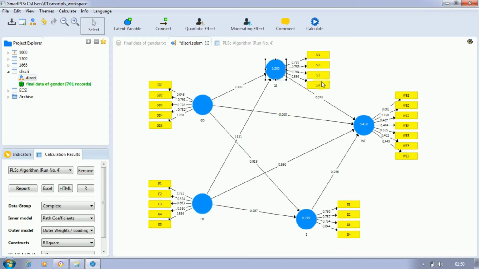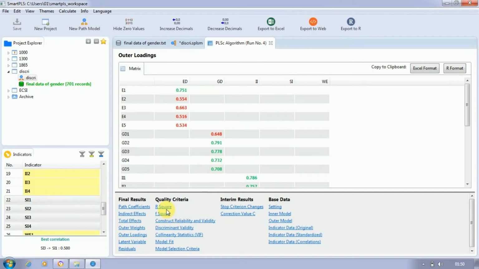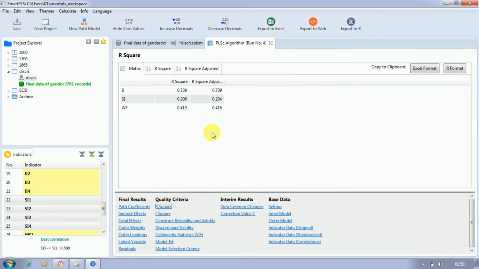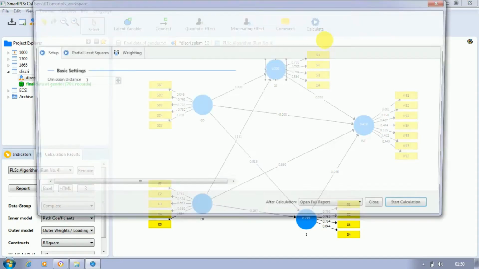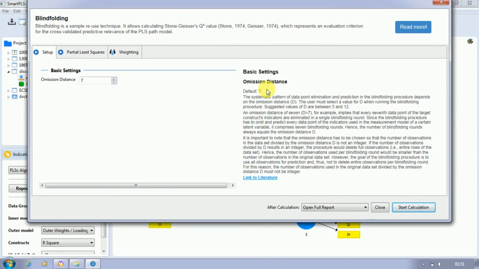There are some standard criteria which should be considered, including the coefficient of determination, R square, before going for the structural model, and it should be good. The R square of 41.6 is strong enough, and we have to check for blindfolding also. The blindfolding procedure gives the blindfolding-based cross-validated redundancy measure Q square, and the bootstrap also checks the statistical significance and relevance of the path coefficients.